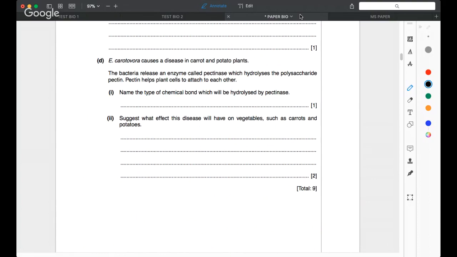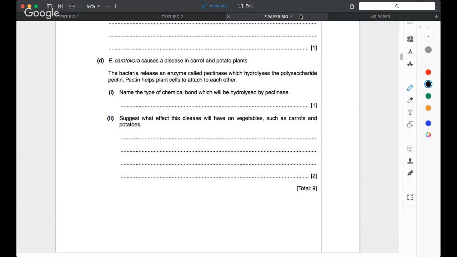So the plant cells, they'll break away from each other. So will the vegetables fall apart? Okay. So you're thinking of the actual vegetable part of the plant, so the actual carrot or the potato. But if you think about the plant, it'll be like the stem. Yeah, think about it in sort of AS/A biology terms.